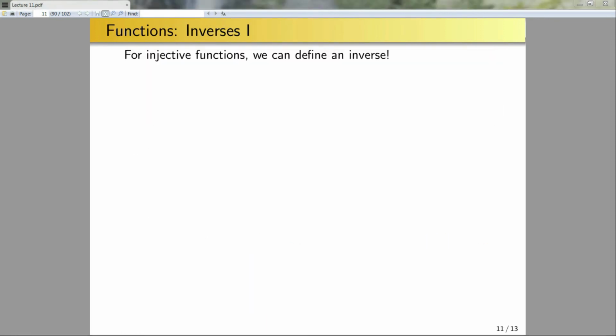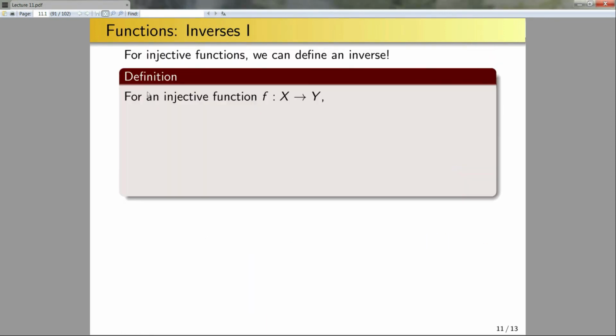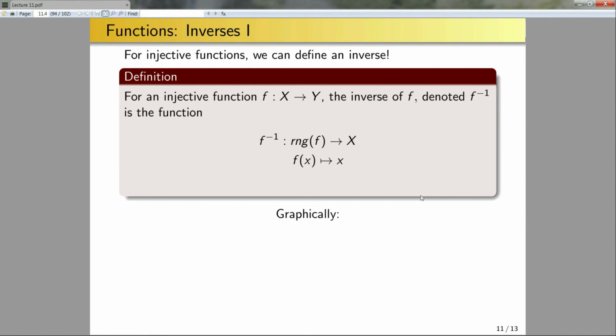Okay, so let's give a definition. For an injective function f mapping from x to y, the inverse of f, denoted by f inverse, is the function that maps the range of f into x, and that will be given by this function here. I take some value f of x, and I map it to x. So note, using this notation with the f of x here instead of y might look a little bit awkward, but the elements of the range of f are elements of the form f of x, so this is indeed proper notation here. So graphically, let's look at this again.